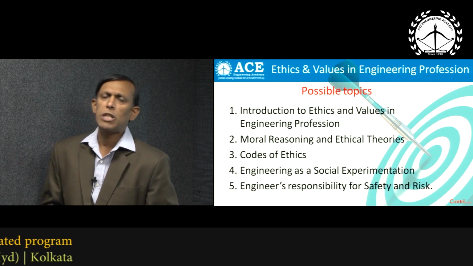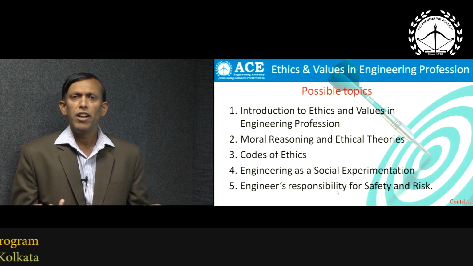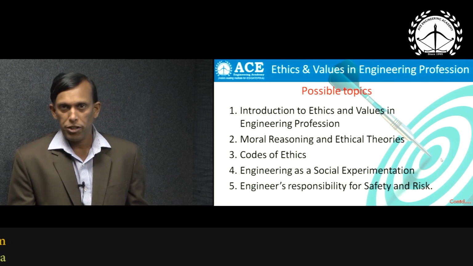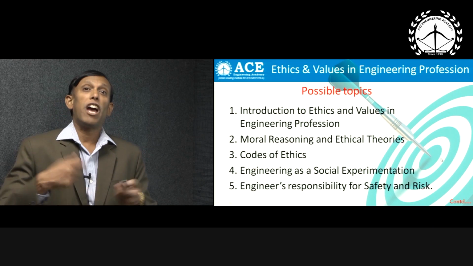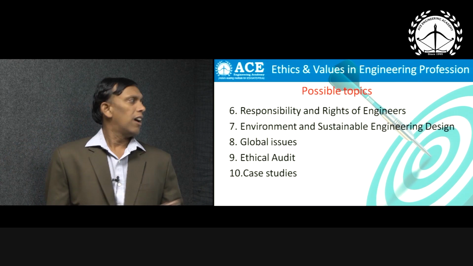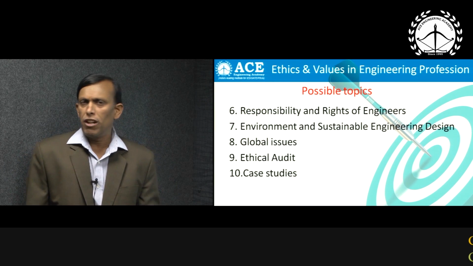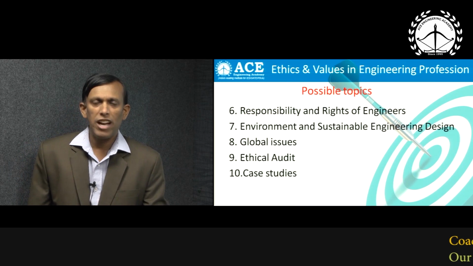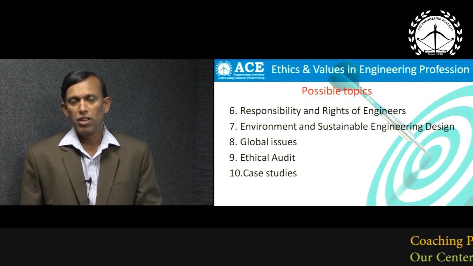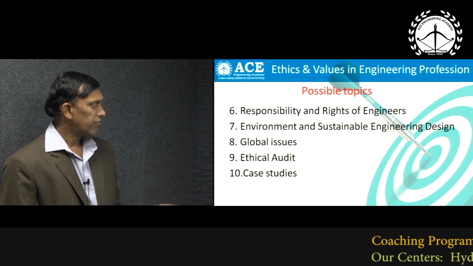Fifth is engineers' responsibility for safety and risk. After all, anything finally should give a safe environment to the occupants and to everybody. Safety not only to the occupants, but to the environment also. The sixth one is responsibility and rights of engineers. Every individual in this world has certain rights and duties. Similarly, engineers also have their own responsibilities and their own individual rights. What those things are will be discussed here.